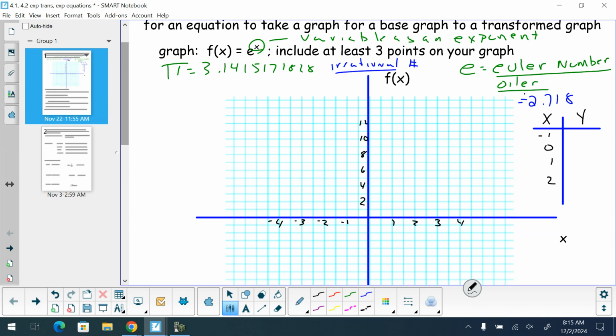I want you to calculate these values. And you can use your e function on your calculator, or if you want to, you can go into your y1. You go into your y1 and type in e to the x power and do your values and find your values that way. And what that will also give you is a graph. So you can do it either way.